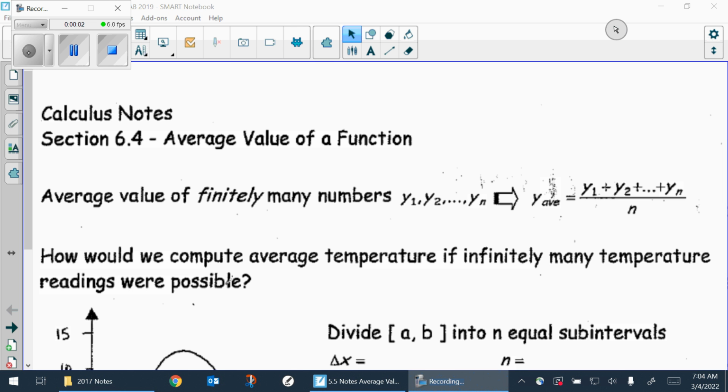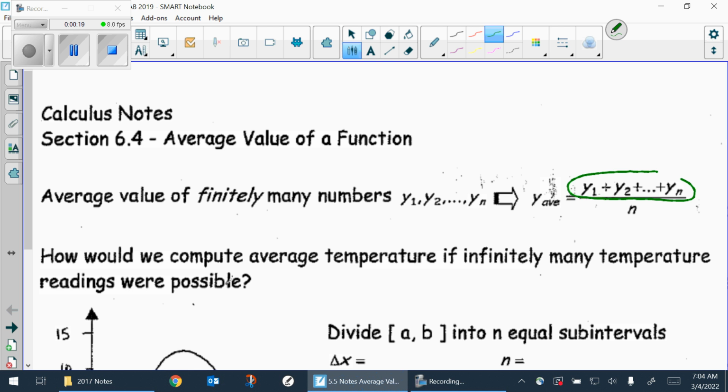Our final section of Chapter 5, we've got the average value of a function. We know how to find the average of a bunch of numbers. You just add up that bunch of numbers and divide by however many numbers you added together.